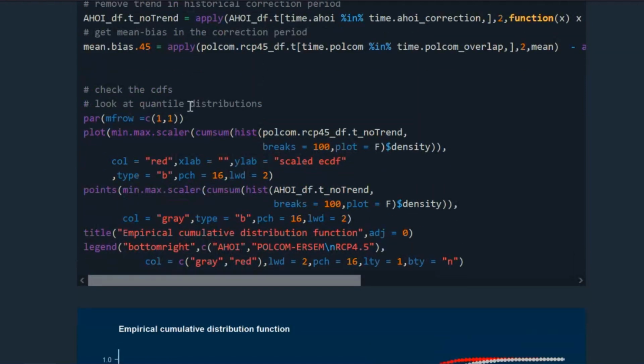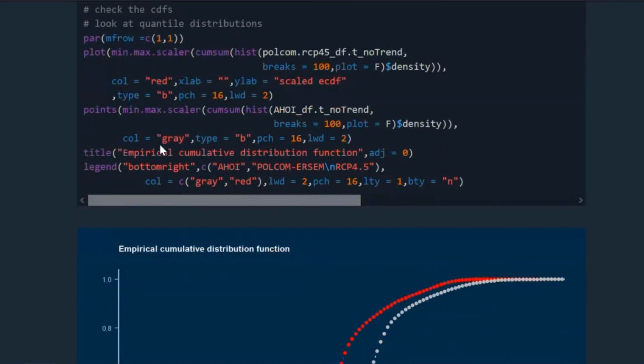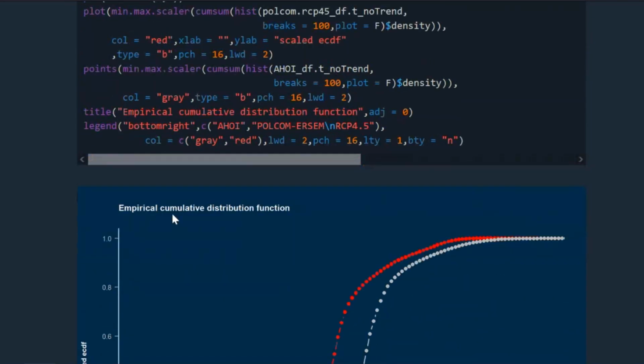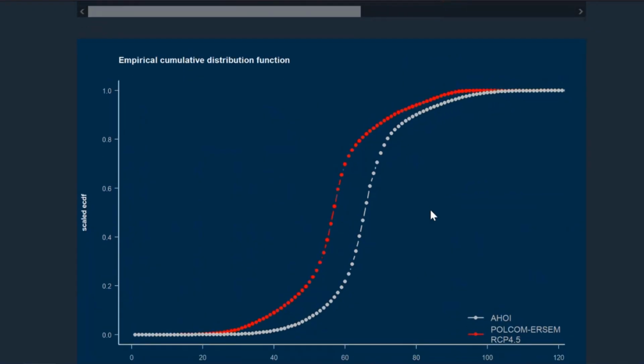And then I look at the quantile distribution, or the empirical cumulative distribution function, what they look like for the Ahoy data set and the Polcom's AirSam data set. You can see the shape is quite identical, which suggests that we don't need to correct much for the variance, but only the mean is different. So we only shift the Polcom's AirSam data set probably to the right to match the ECDF of the Ahoy data.